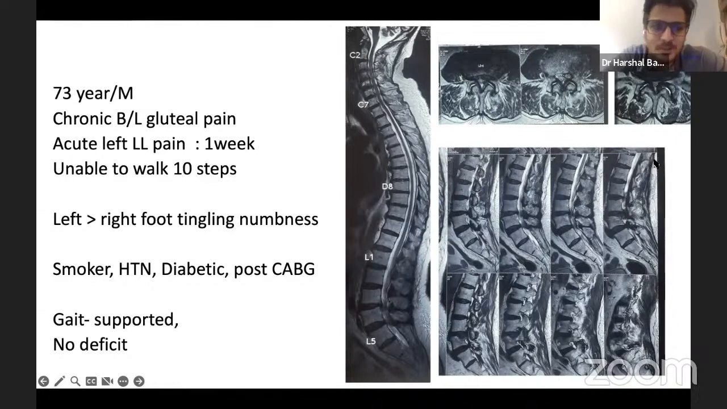A 73-year-old male gentleman, with chronic bilateral gluteal pain, and 1 week onset of acute left radicular pain, unable to walk even 10 steps, and there's left more than right foot tingling and numbness. Has all the comorbidities, gait is supported, but there's absolutely no neurodeficit, and comes with this MRI. What will be your plan?